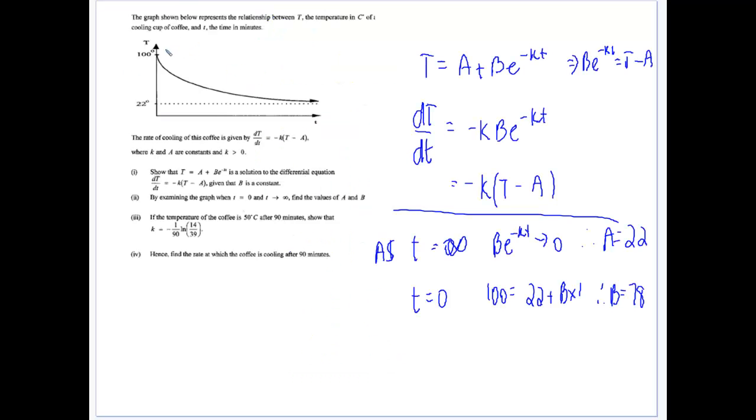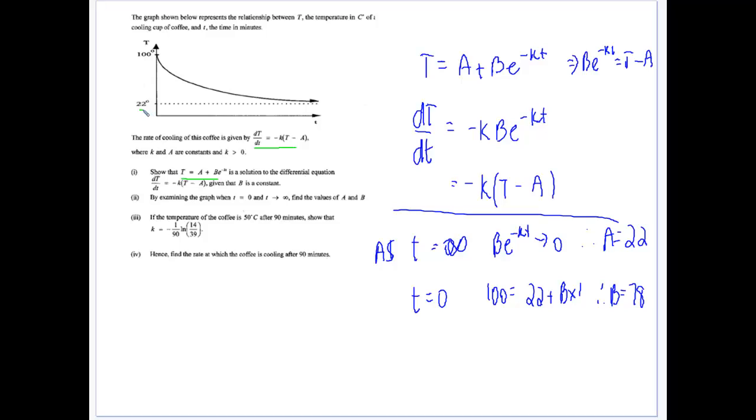Our next one, we've got a graph. As we look at that graph, we see it's an exponential graph, which makes sense when we look at the idea that the rate of cooling of a coffee gives us that expression, which should give us an exponential expression for our temperature. We can see that we're starting at 100 and it's approaching 22.